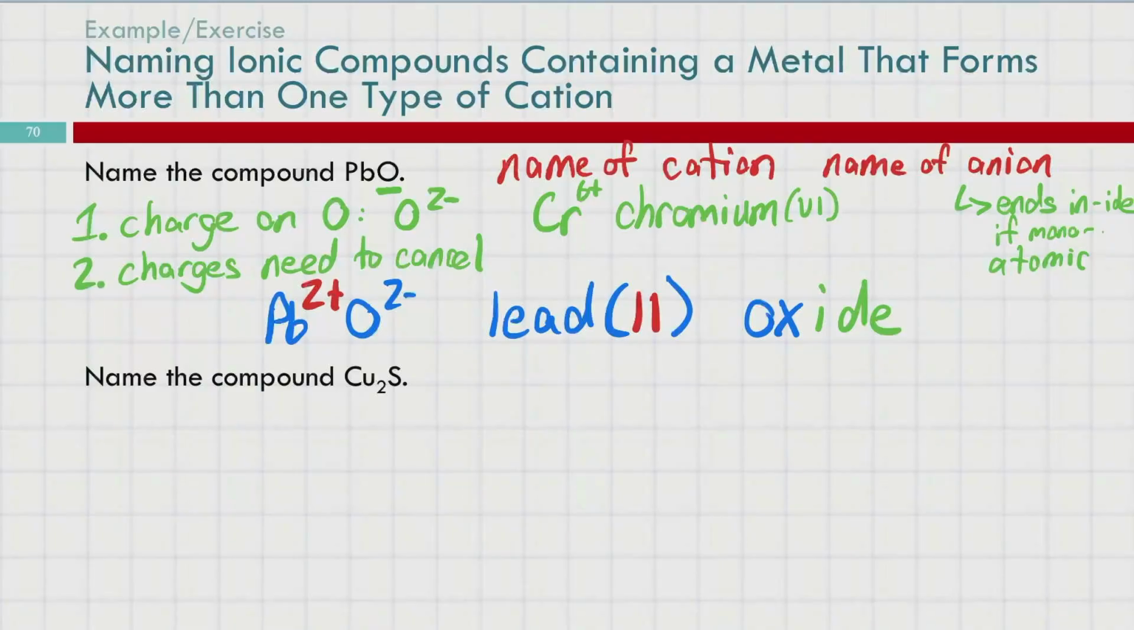Okay, so now try naming this compound that's made of copper, Cu, and sulfur, S.